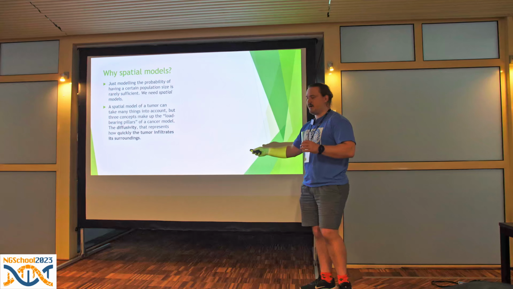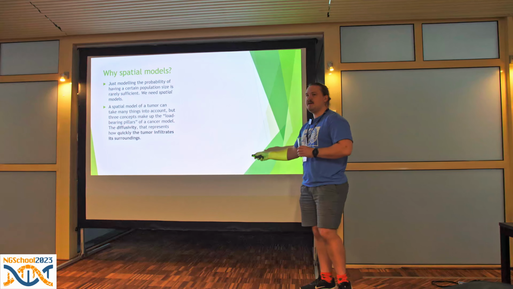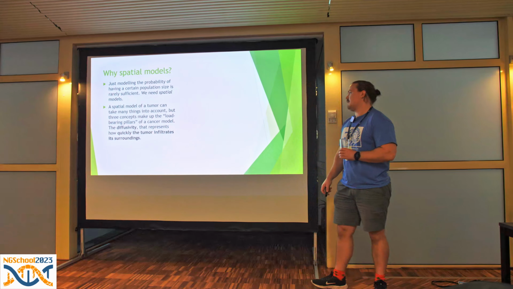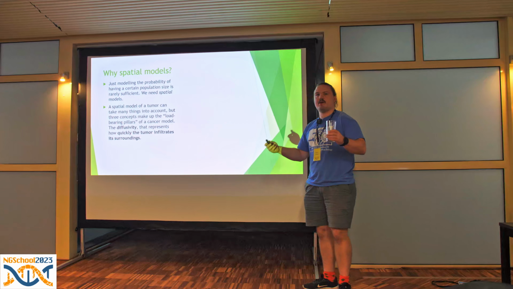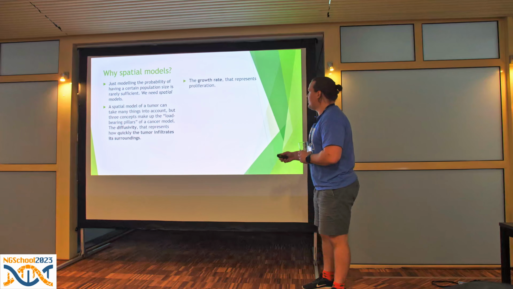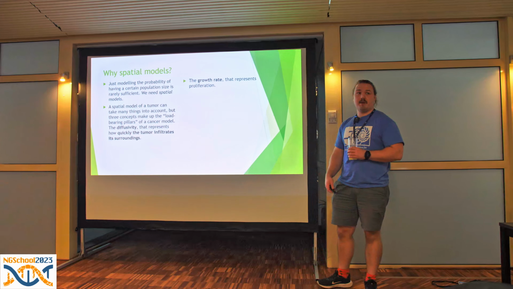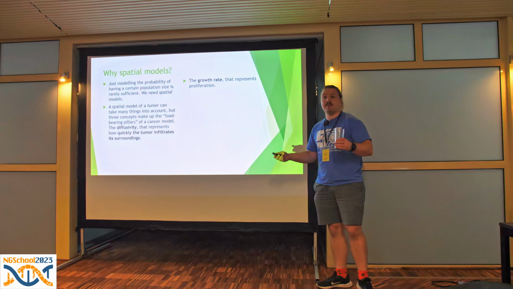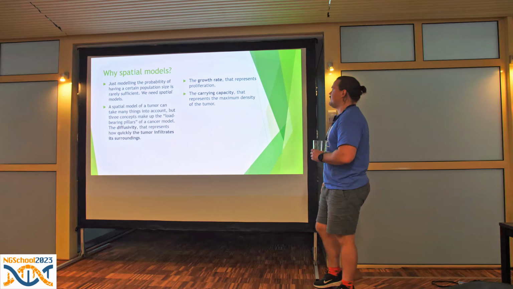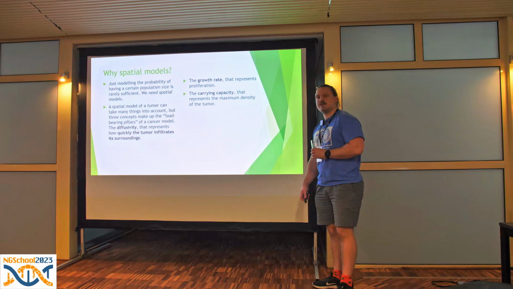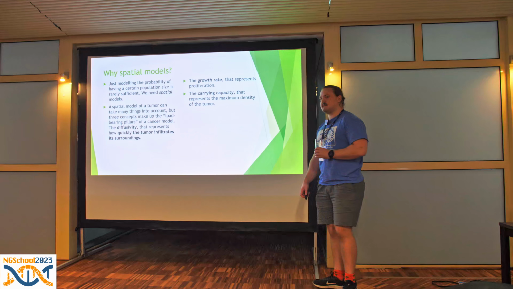Wait, I've only shown one of them so far. So the first one is diffusivity. And diffusivity is a measurement of how quickly the tumor will infiltrate its surroundings. The second one is the growth rate, and that represents proliferation rate. So it's basically how fast the cells divide. And the last one is the carrying capacity, which is a bit more abstract, but it represents the maximum density of the tumor.